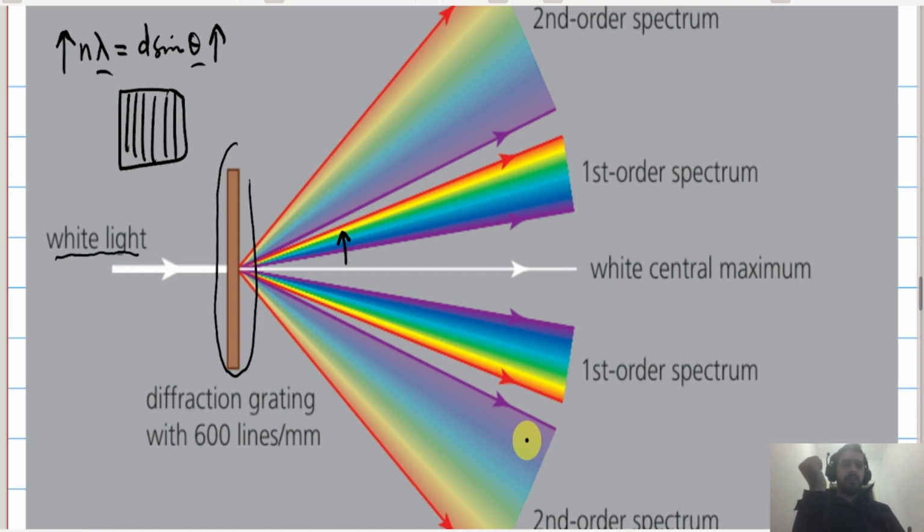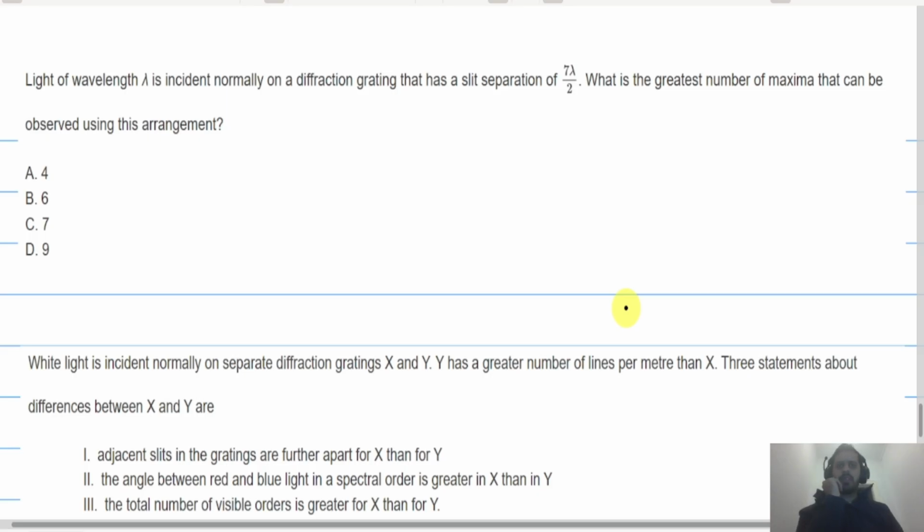For example, if we take two colors, red and violet, we know that the wavelength of red is much greater than the wavelength of violet or blue. So red light will be diffracted at a higher angle compared to violet or blue light. Because the wavelength of violet is smaller, it will be diffracted at a smaller angle. The wavelength of red light is greater, so it will be diffracted at a greater angle. Okay, now I think we are ready to solve these questions.